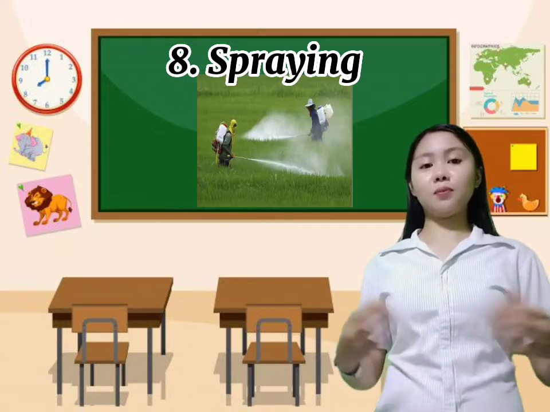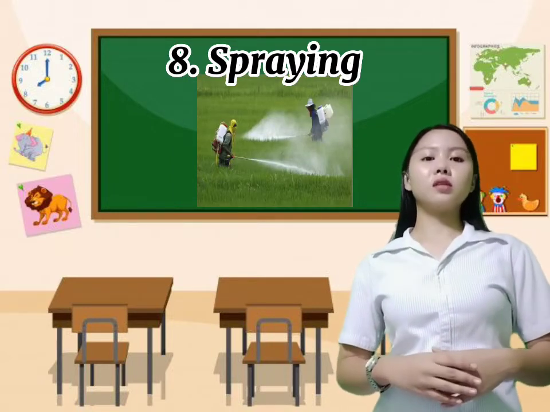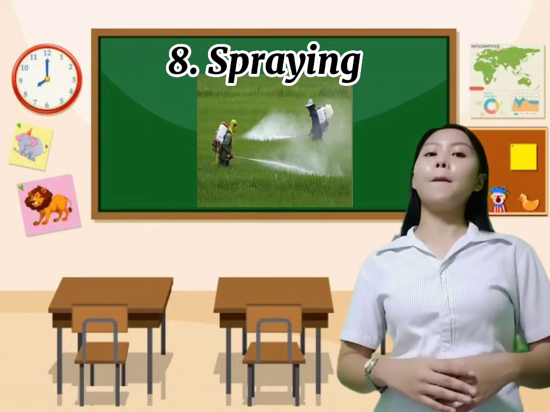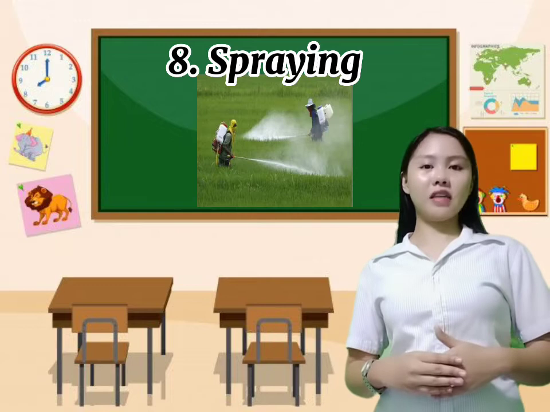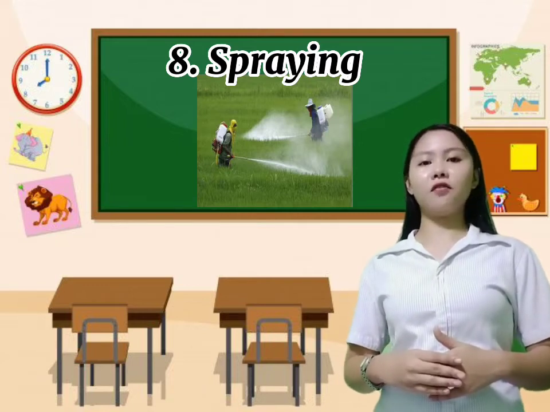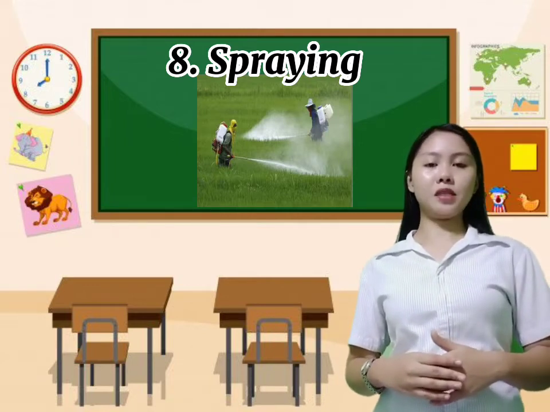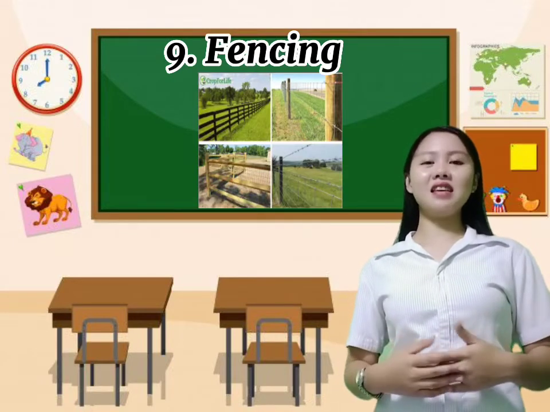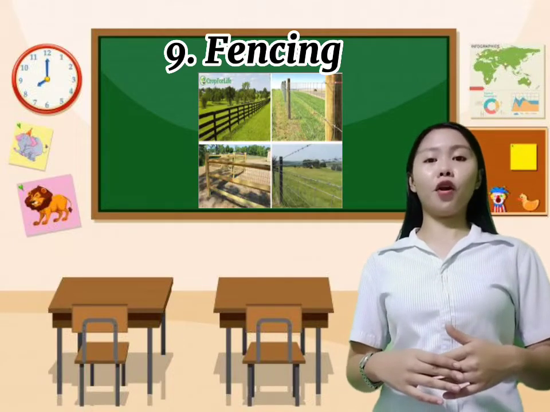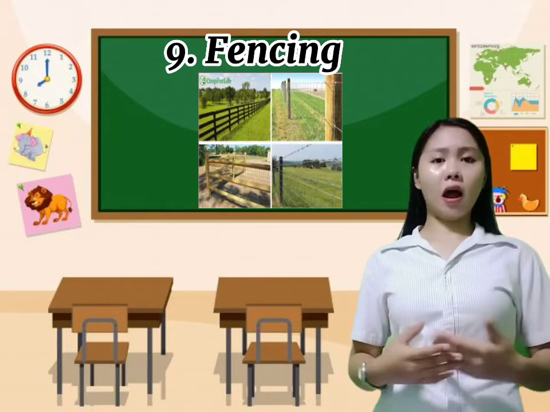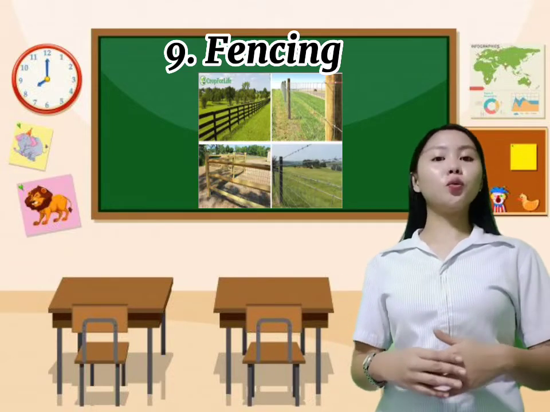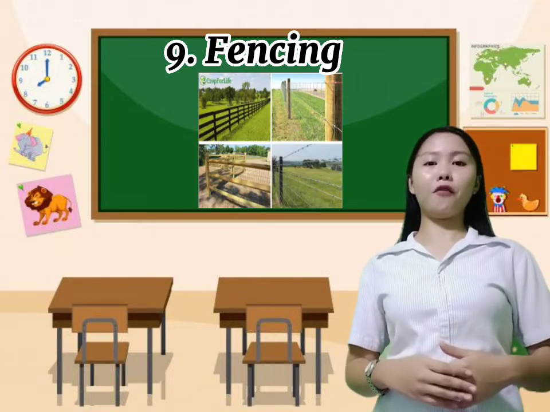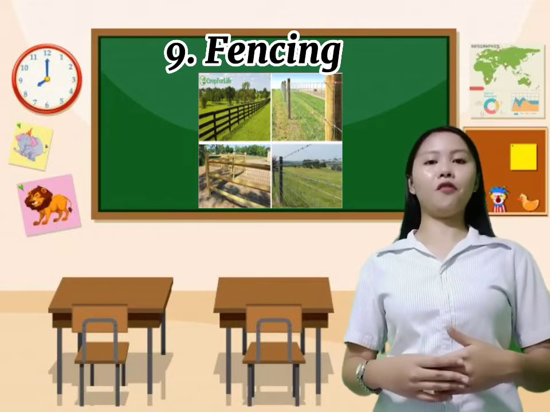Next is the spraying. Spraying is the process of applying insecticides, pesticides, fungicides, and other preventative treatments onto crops. Next is the fencing. Fencing is used to protect crops from damage, to manage grazing animals, and to keep livestock away from certain areas on the farm.